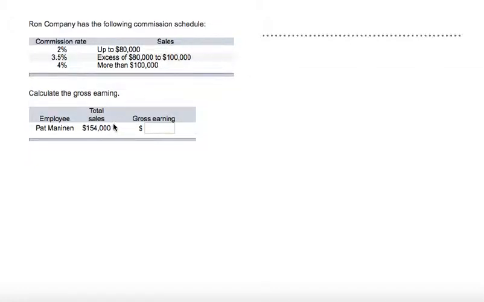From the homework. We've got an employee that's paid $154,000. Sorry, that's how much they have in total sales. We have to figure out how much they are paid. So we've got to fill in this box for gross earning.